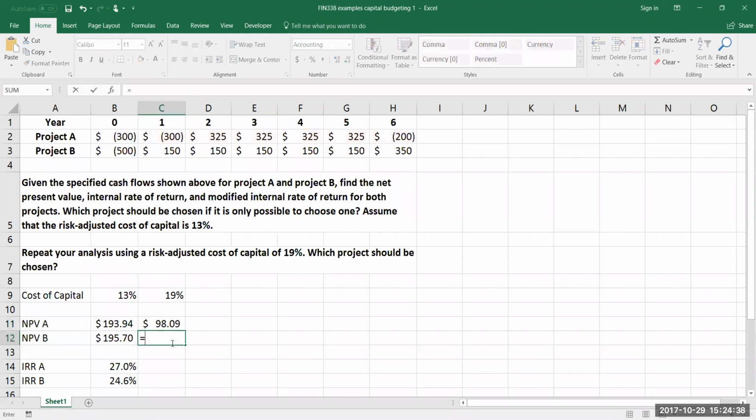So now if I repeat this process for the second project, again, I will incorporate the rate, and then value 1 through the end, close parentheses, and then year 0.